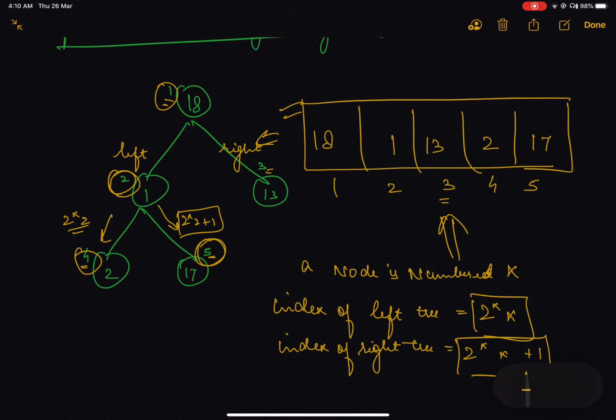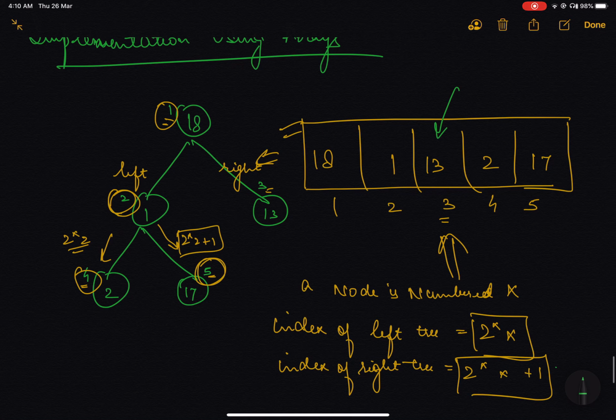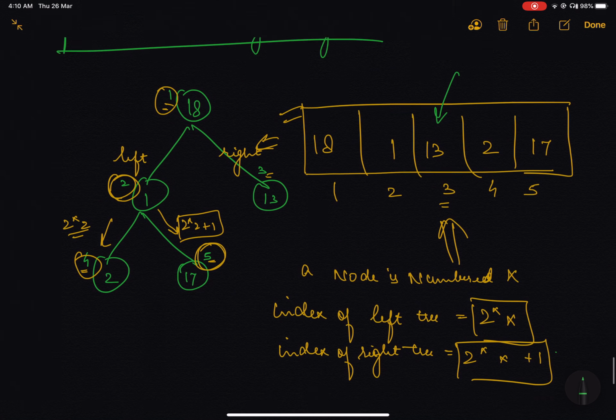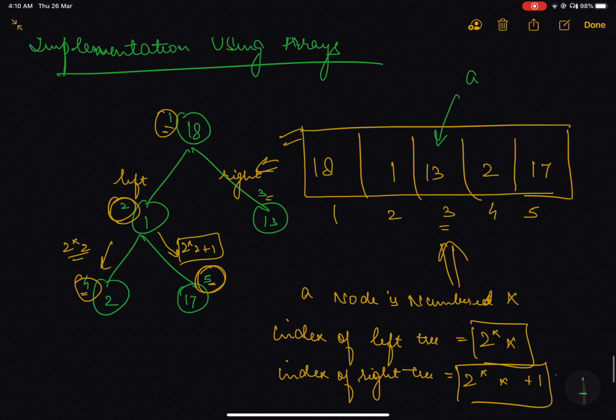Now, if I ask you what is the left pointer of the node 3, of the node at index 3, you will say that it is going to be at index 6. As the index 6 is not present in this array, there is no left child of this node 13. We can see this from here as well. The left child of node 13 is null.